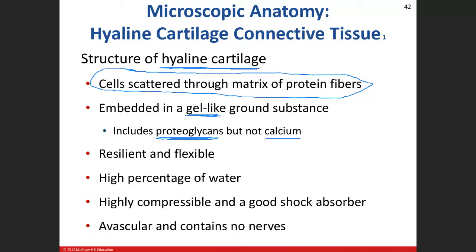And we don't want that right now. Probably for the rest of this class, whenever I mention adding calcium to something, we're talking about bone only. It's going to make it hard and like bone, just for right now. But in cartilage, we're not going to have calcium. We don't want calcium. So our ground substance is going to be made up of proteoglycans and lots of water. Lots and lots of water.